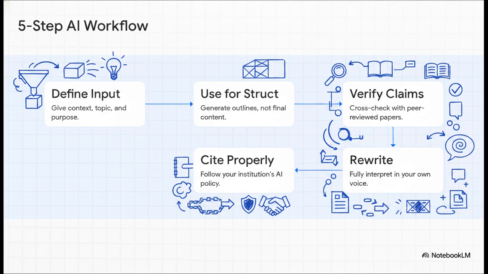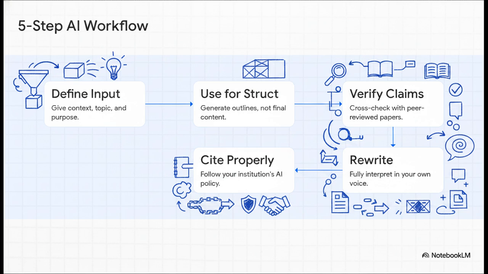Step 1, define your input clearly so the AI knows its exact constraints. Step 2, use AI strictly for structure, never final content. Step 3, verify every single claim it makes. Step 4 is the critical act of rewriting in your own voice. And step 5, cite properly. If you follow this path, you're protecting your integrity at every single stage of the game.